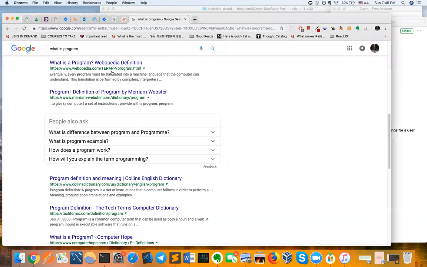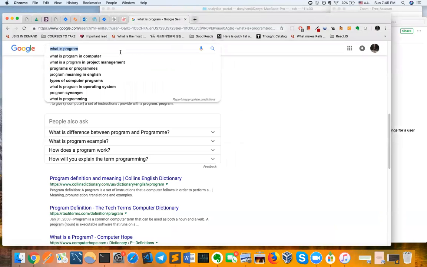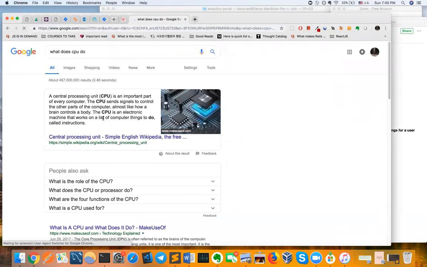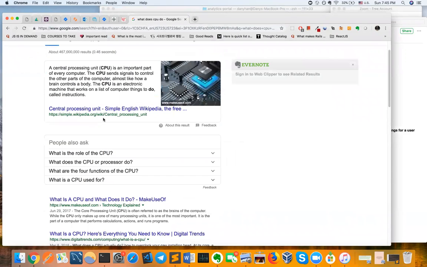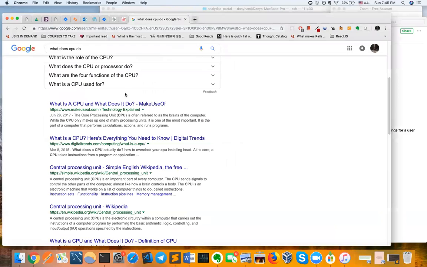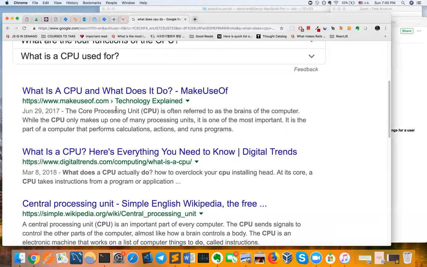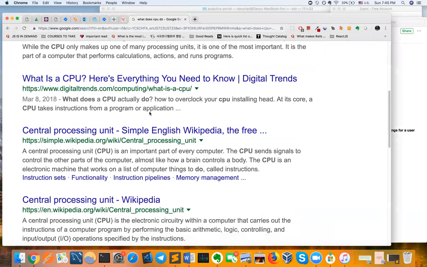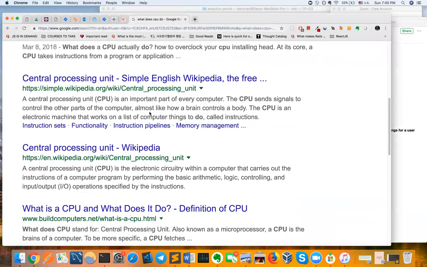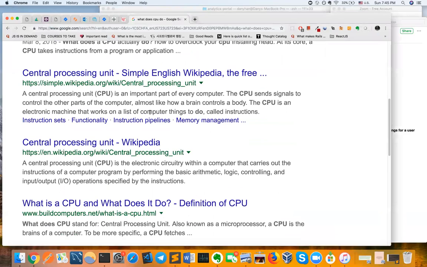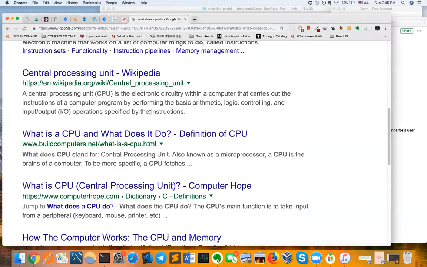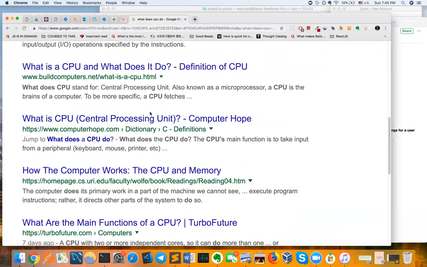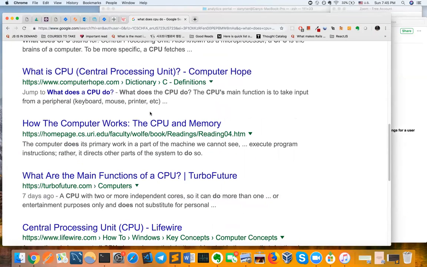And let's see what other things CPU does. CPU sends signals to control other parts of the computer. Runs programs. Yep, we covered CPU and programs.